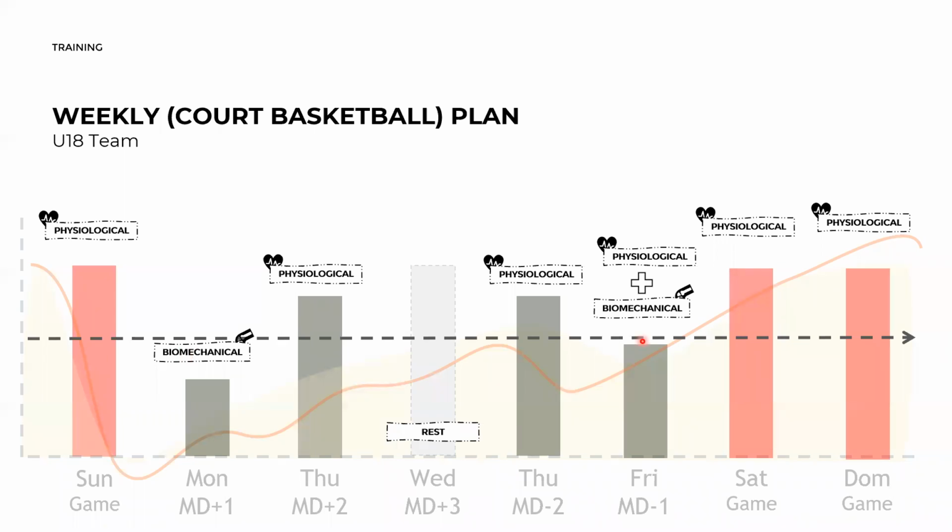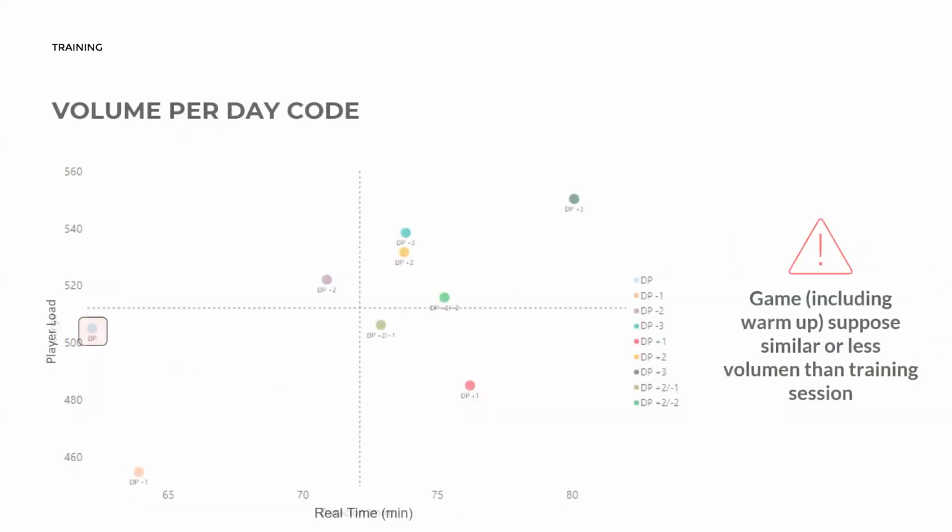So in our context, we play 2 games per week, Saturday and Sunday, because we play in 2 different competitions. So Monday, we tend to have biomechanical orientation. We include short exercises, ball drills, small side games in half court. Tuesday and Thursday are the days where we have the highest volume and intensity with running-based exercise. And Friday tends to be the most specific day with 5 versus 5 and short exercises, and it's a mix between physiological and biomechanical orientation.